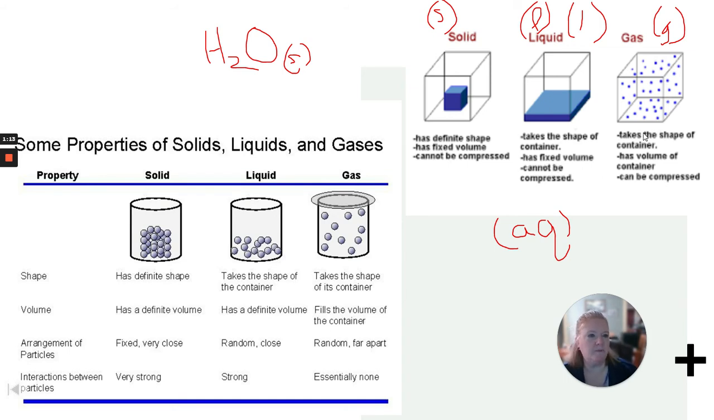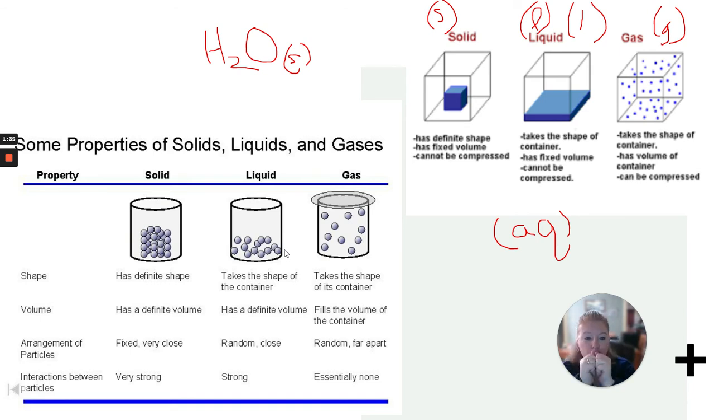So solids have a fixed or definite volume, but not a fixed or definite shape, and we don't consider them to be compressible. A gas takes the shape of its container, so it does not have a definite or fixed volume or shape, and it can be compressed, so we can squish it down into a small space.